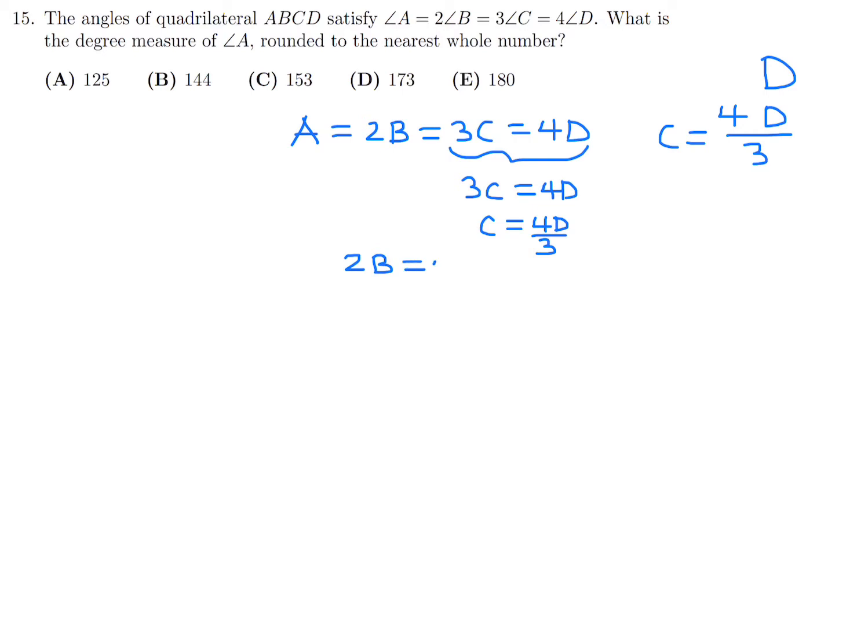2B is equal to 4D. So that means B is equal to 2D. So that takes care of B. And then finally A is equal to 4D. So there we go. We got all the angles in terms of D.